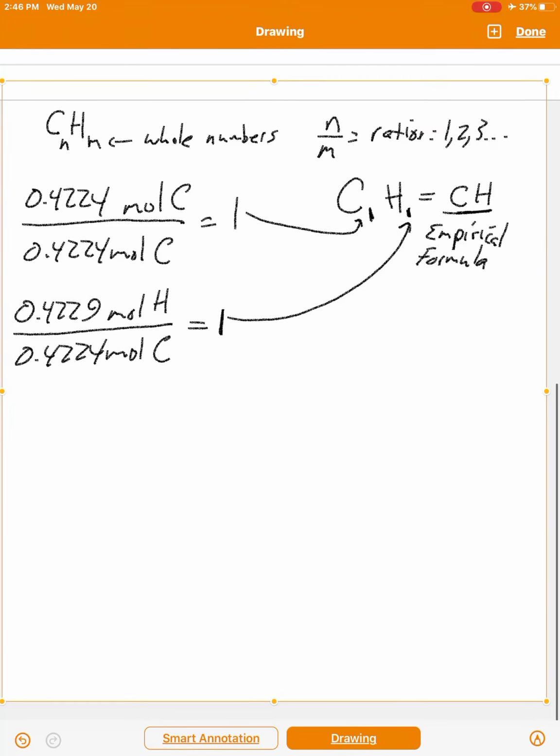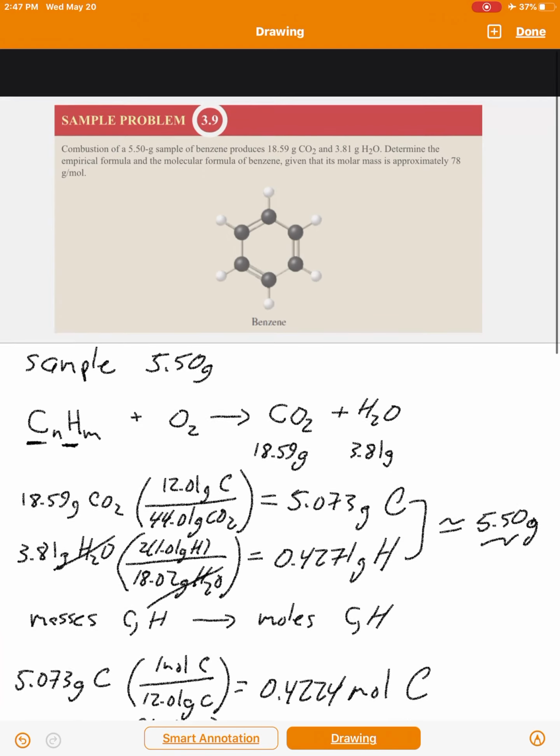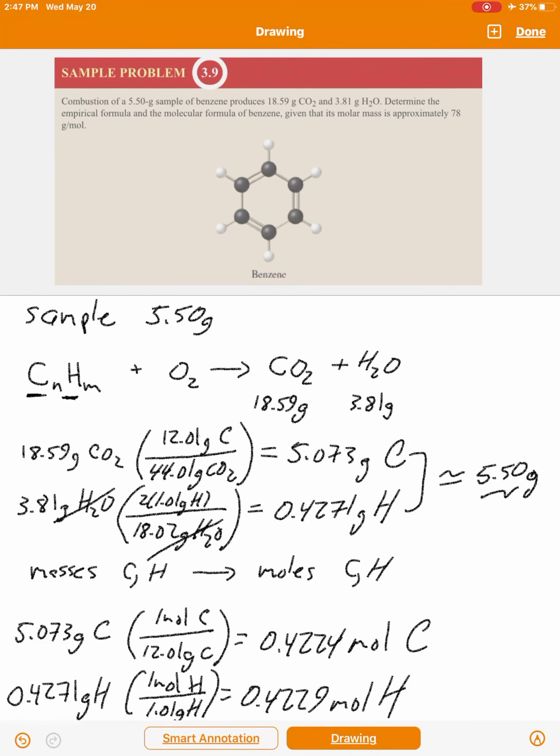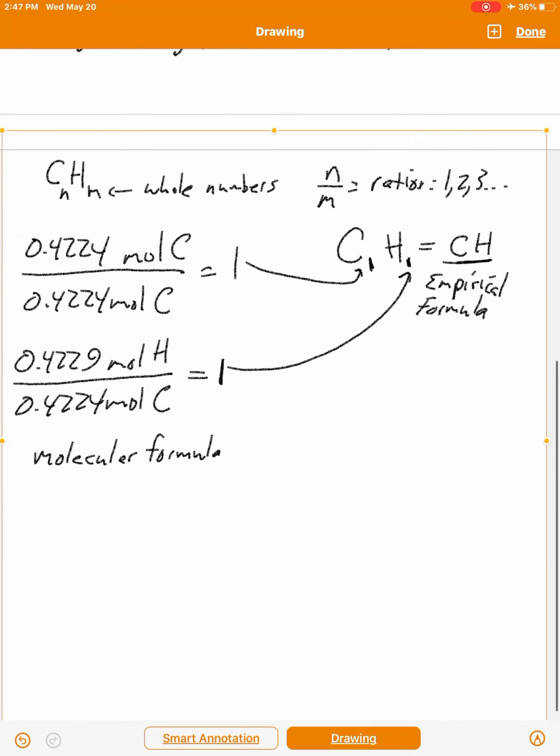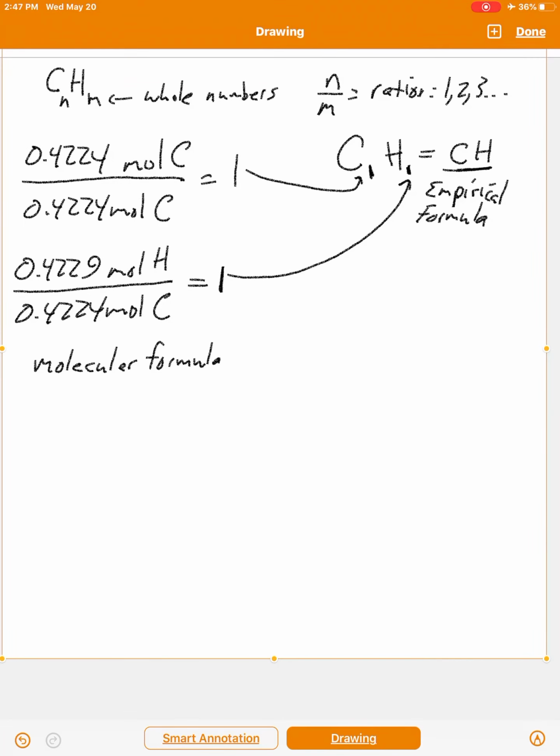There's one more part of this question, which is we want to find the molecular formula. And to find the molecular formula, we have to be given an additional piece of information, and that is given here. That's the molar mass of the compound benzene. The molar mass, it says, is approximately 78 grams per mole. So we need to know that. 78 grams per mole. That's the molar mass.